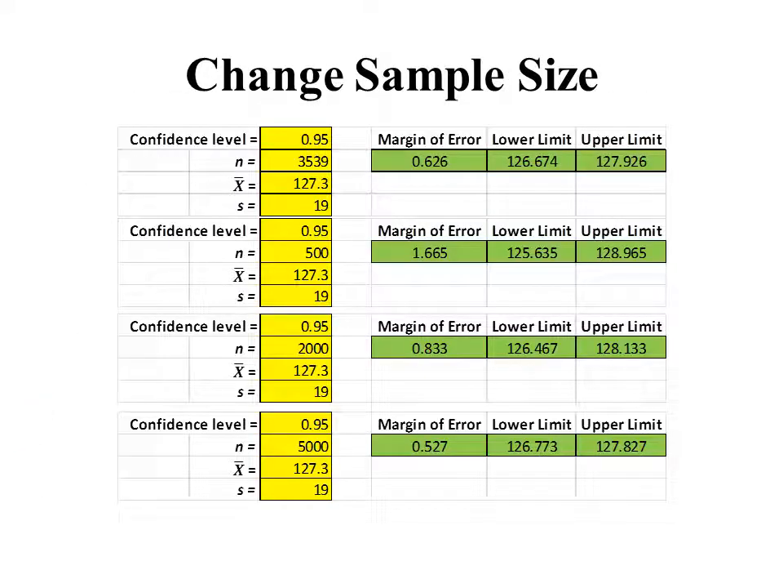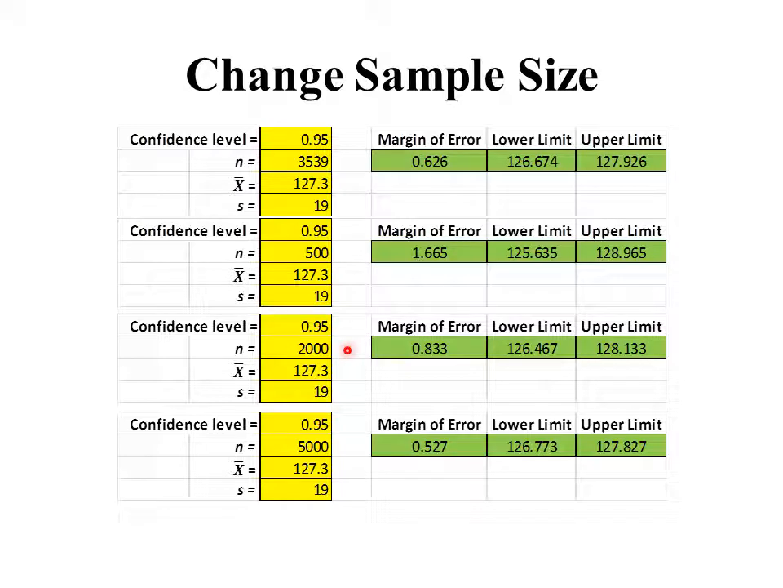Okay. Well, let's look at changing one other thing, the sample size. So atop here are our original calculations with a sample size of 3539, gives us a margin of error of 0.6. Now let's decrease the sample size. So let's suppose that we surveyed only 500 people, but we got the same sample mean and standard deviation. Look what that does to the margin of error. It increases it to 1.6. So smaller sample size gives us a much larger margin of error.